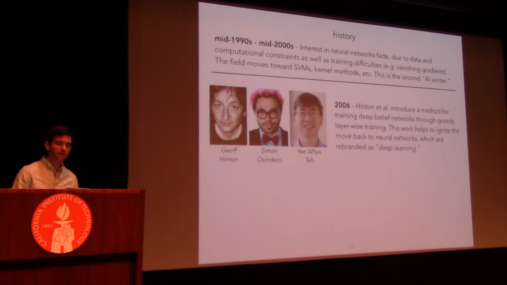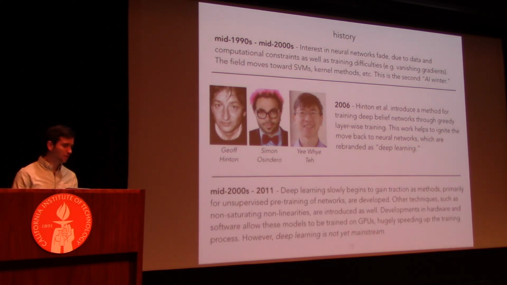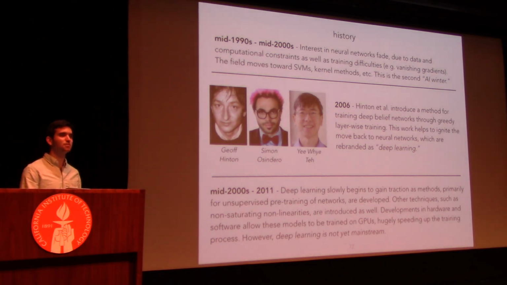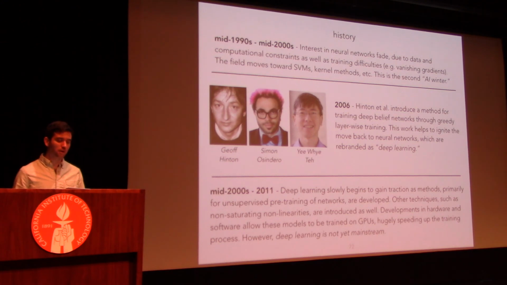Then it was really in 2006 that there was a new method for training deep restricted Boltzmann machines layer-wise, with which you can get what's called a deep belief network. Don't worry if you don't recognize all the jargon, but this was a big breakthrough. Then people started to slowly realize you could train these models on GPUs, and that would be much, much faster. And there were new ideas about maybe we should use non-saturating nonlinearities, that might work a little bit better.